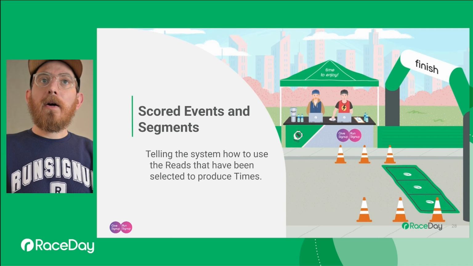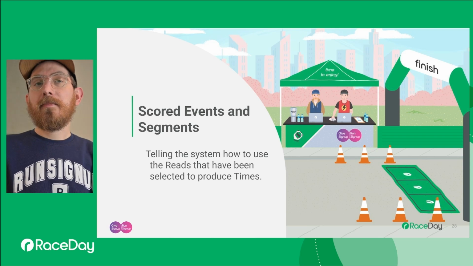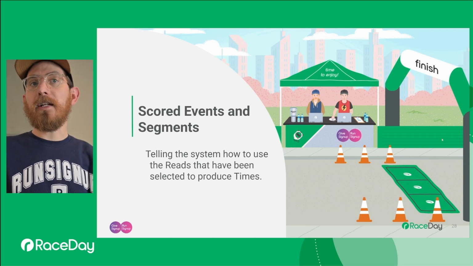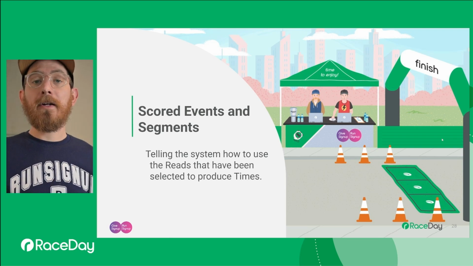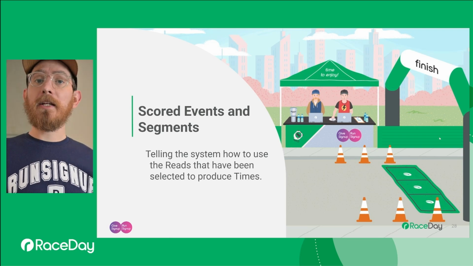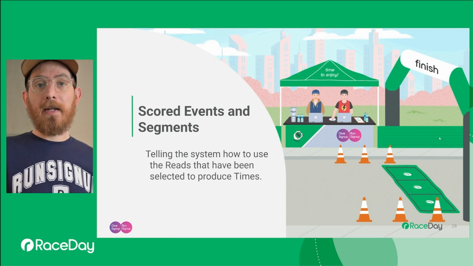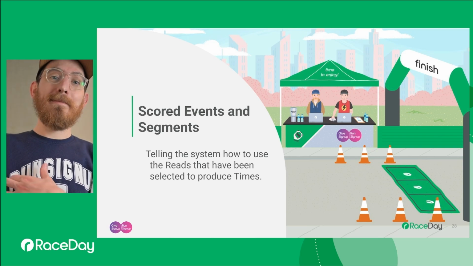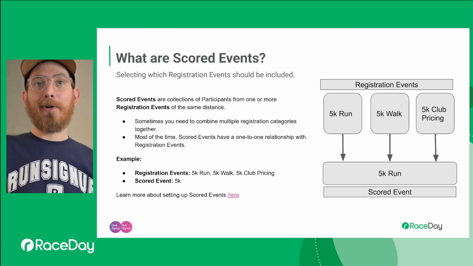Next, we're going to talk about scored events and segments. This tells the system how to use the reads that have been selected to produce times. So we've got the data from the readers, we filtered it down to the best read based on the location type, but now what are we actually doing with that? We're going to make some times and put them into reports.